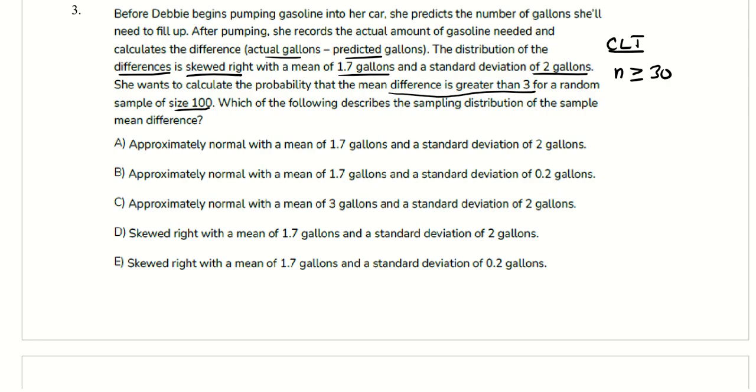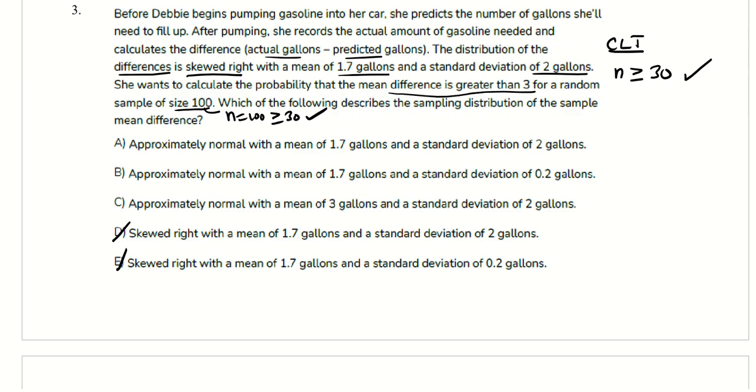But here it says it's skewed to the right. So that means we need the sample size to be large. However, it is large, right? So this satisfies that condition because n is 100 here, which is greater than or equal to 30. And therefore, it has to be approximately normal. So it's not going to be skewed.